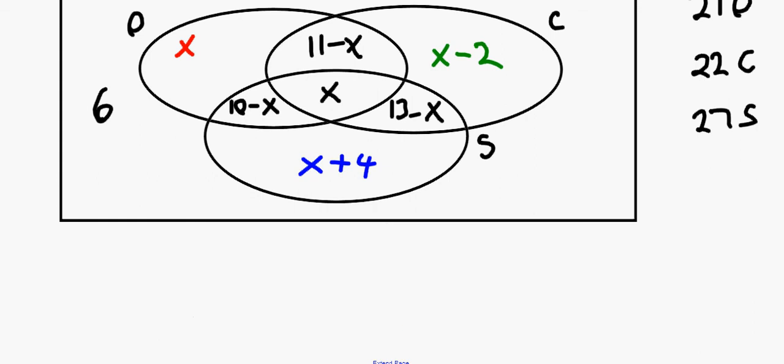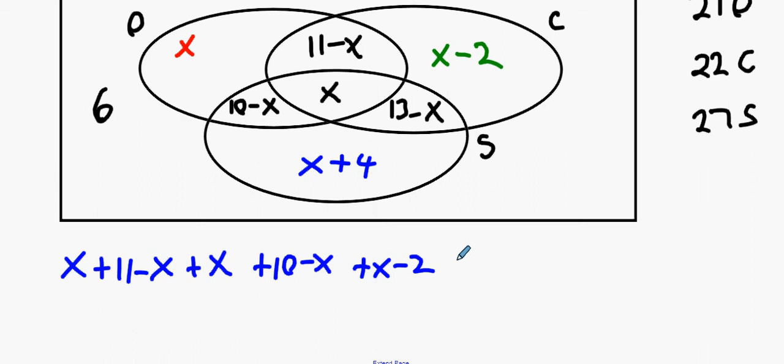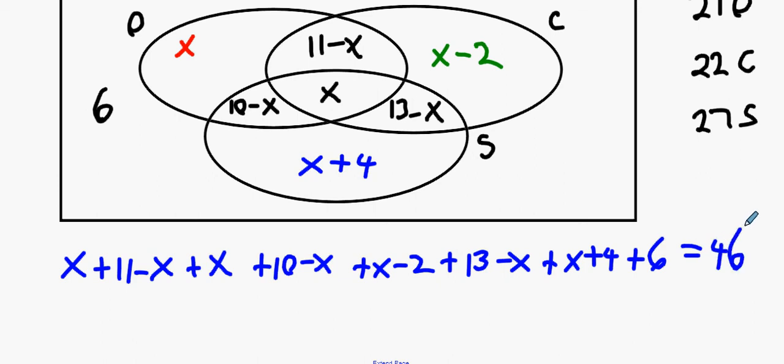So what we have is x plus 11 minus x, sector 2. Sector 3 is the other x. Sector 4 is 10 minus x. Sector 5 is the x minus 2. Sector 6 is the 13 minus x. Sector 7 is the x plus 4. And sector 8 is the 6. That's all 8 sectors. And it equals 46 people. Yeah? Okay. Let's hope I don't make a mistake again.